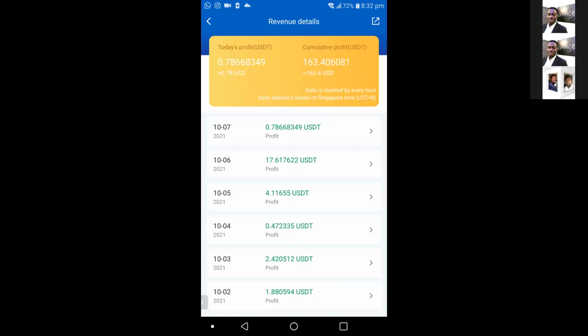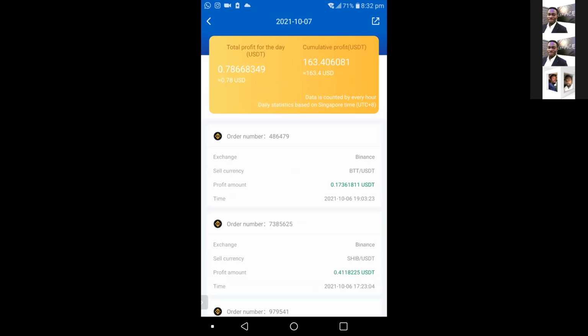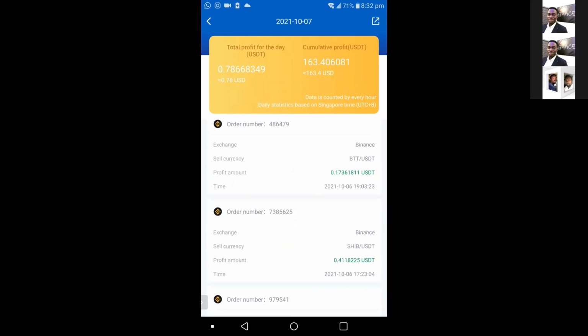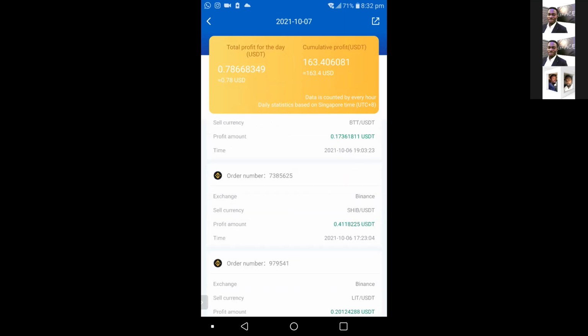Though even with the dates on it, if you see the trade, you still see that it's sixth. You can see this latest trade is 17 cents. You can see 7:03 23 seconds. That was when the team initiated this sell. Now you can see this is BTT. You can see the next one is Shiba. You can see the next one is LIT.